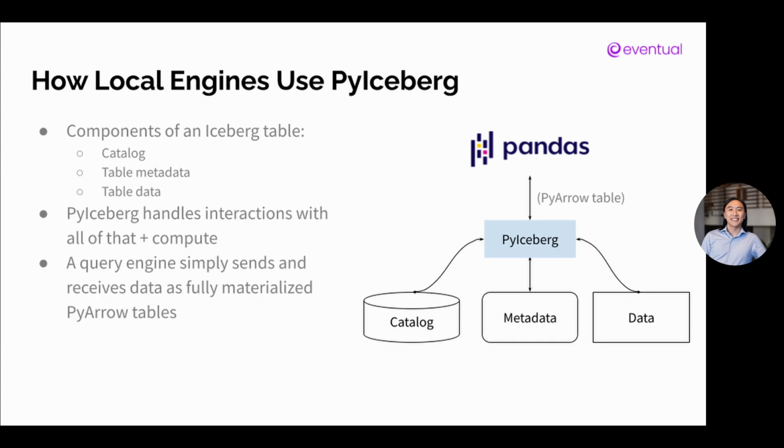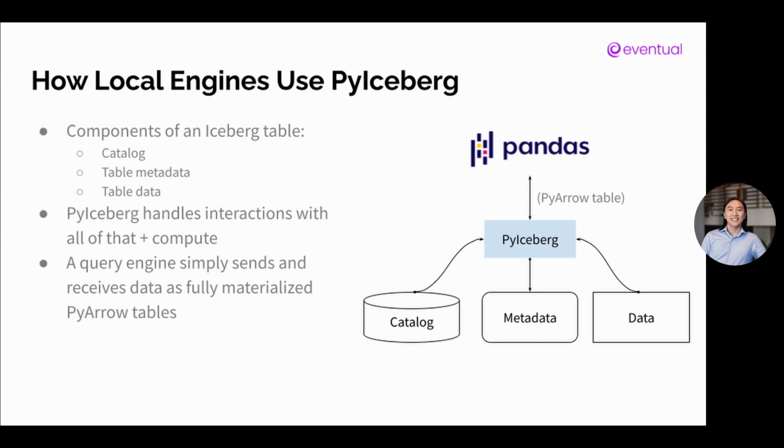Using PyIceberg, let's get a little bit into the internals. When a local engine, such as pandas, uses PyIceberg, PyIceberg touches three different things. The catalog, to get things like the table location, credentials, and basic information to access the table data and metadata. And then you have the table metadata as well as the table data. PyIceberg handles interactions with all of these, and so it provides a good interface along with the compute that's needed to do things like partitioning and deletions.